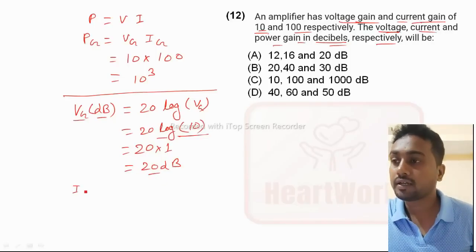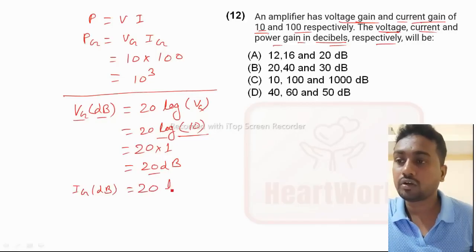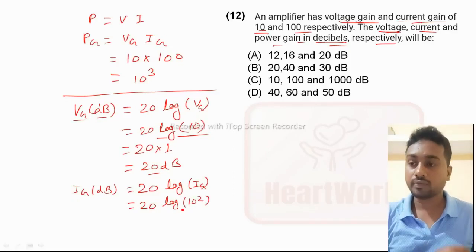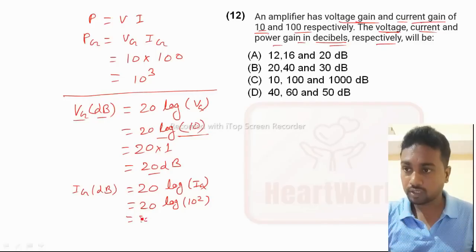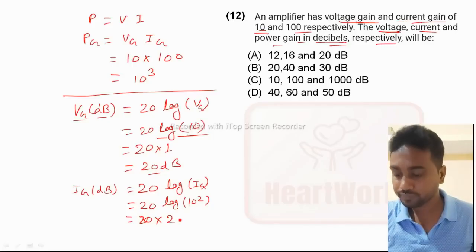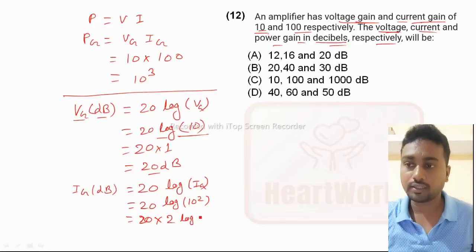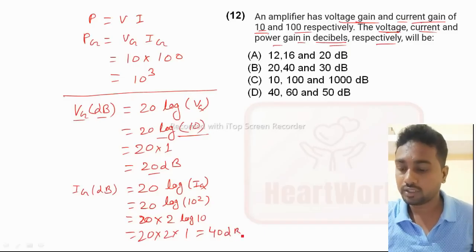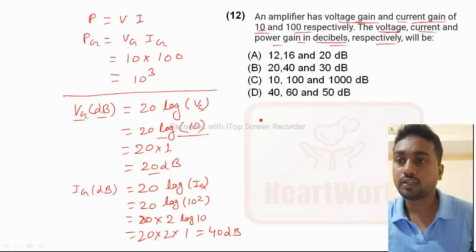Same for current gain. If you want to convert current gain to decibels, you use 20 log of the current gain. The current gain is 10 to the power 2. Now we use one simple formula: log 10 to the power 2 can be written as 2 log 10. So 20 into 2 into log 10, which equals 1, gives 40 dB. So the current gain is 40 dB.